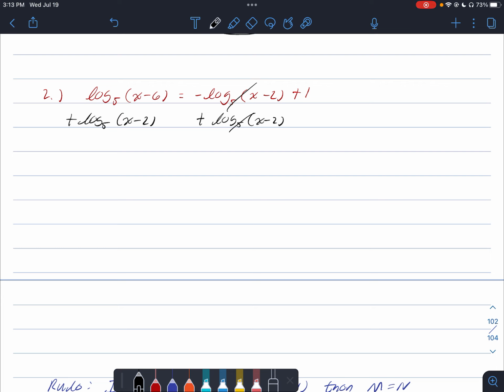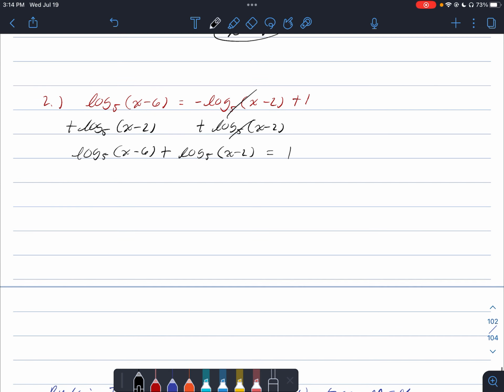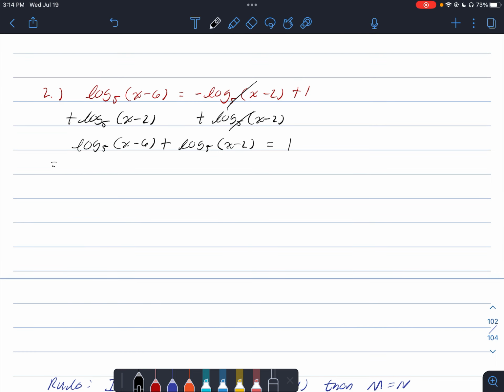These will cancel, and we'll end up with log base 5 of x minus 6 plus log base 5 of x minus 2 is equal to positive 1. Now, using our product rule, which says if we add two logs together, we can combine them into one log, where we multiply the things we're taking the log of together. So here we have, this is equal to log base 5 of x minus 6 times x minus 2 is equal to 1.